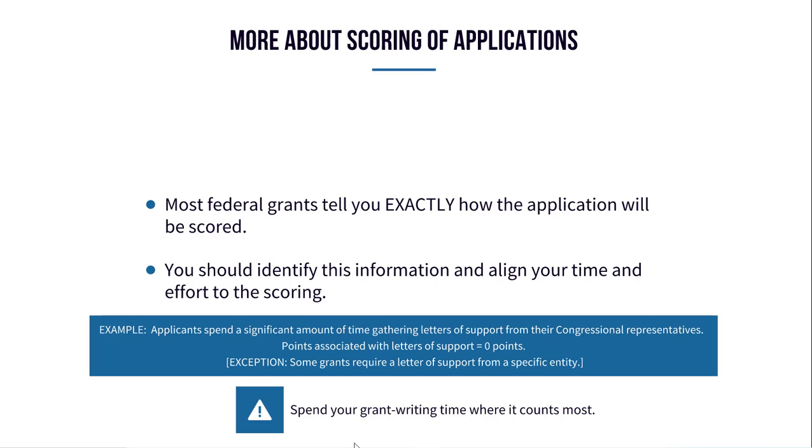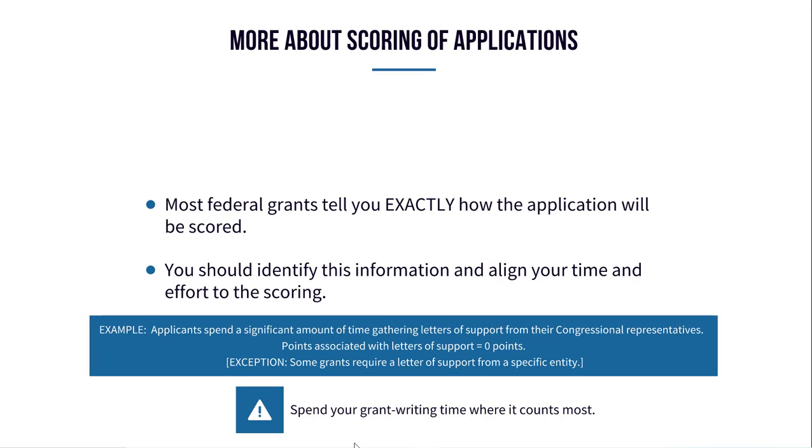I'll give you an example of where I think a lot of applicants make a mistake and misunderstand how the process works. I've seen a lot of applicants spend a significant amount of time gathering letters of support from their congressional representatives, believing that that will result in them being funded. In reality, the points associated with a letter of support from congressional representatives is zero. And I've not personally seen those letters impact whether someone did or didn't receive a grant. It is really all about the scores. If something isn't worth anything in terms of points, it really should not be your priority.